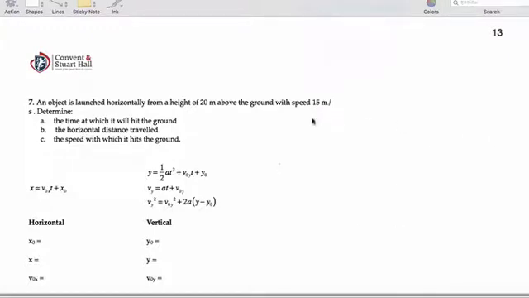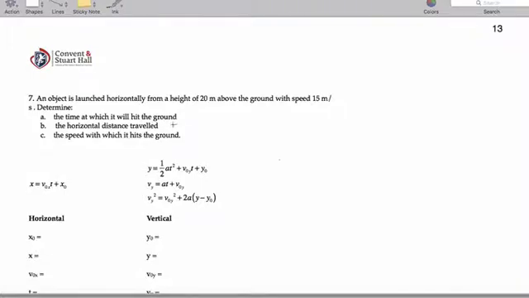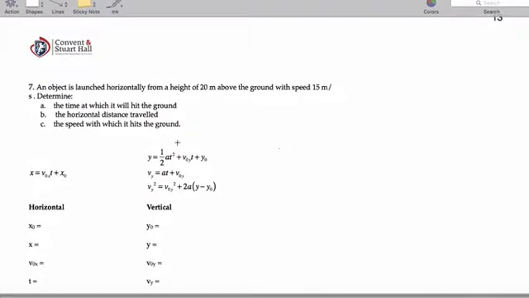So an object is launched horizontally from a height of 20 meters above the ground with a speed of 15 meters per second. We want to determine a lot of things: the time it'll hit the ground, the horizontal distance it traveled, and the speed with which it hit the ground. And I should be clear, I'm going to say vertical speed like I did last time. So again, vertical. I should be much more clear on this.